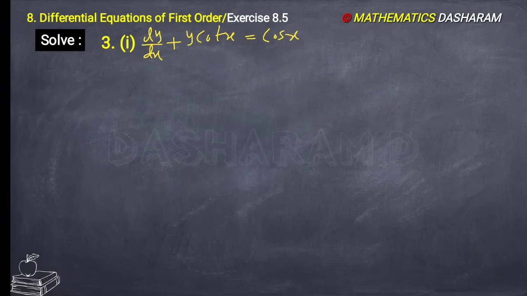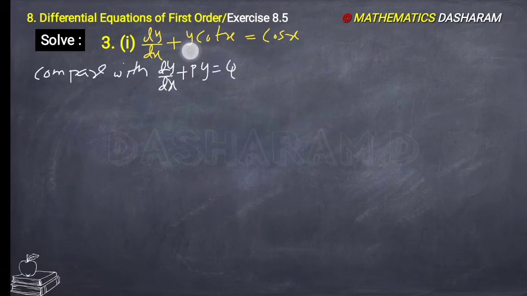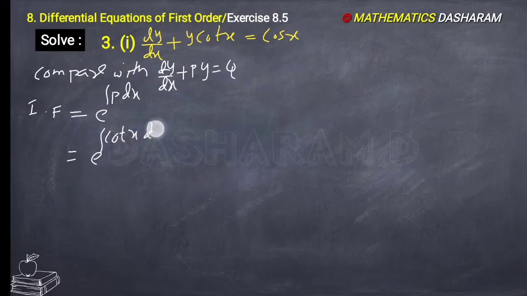Next, third bit, first problem: dy by dx plus y into cot x equals cos x. So compare with the standard form. Here the p value is cot x and the q value is cos x. Next, find out the integrating factor, that is e to the power of integration p dx. So e to the power of integration, the p value is cot x dx. It is equal to e to the power of integration of cot x, which is log sin x. So then the e and log cancel, giving sin x.